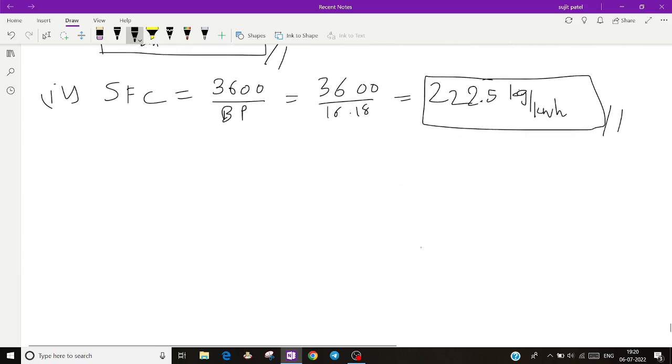Now the fifth and the most calculative part, that is mechanical efficiency. We know the formula of mechanical efficiency, brake power upon indicated power, but we don't have the indicated power right now, so say this is equation number 3.